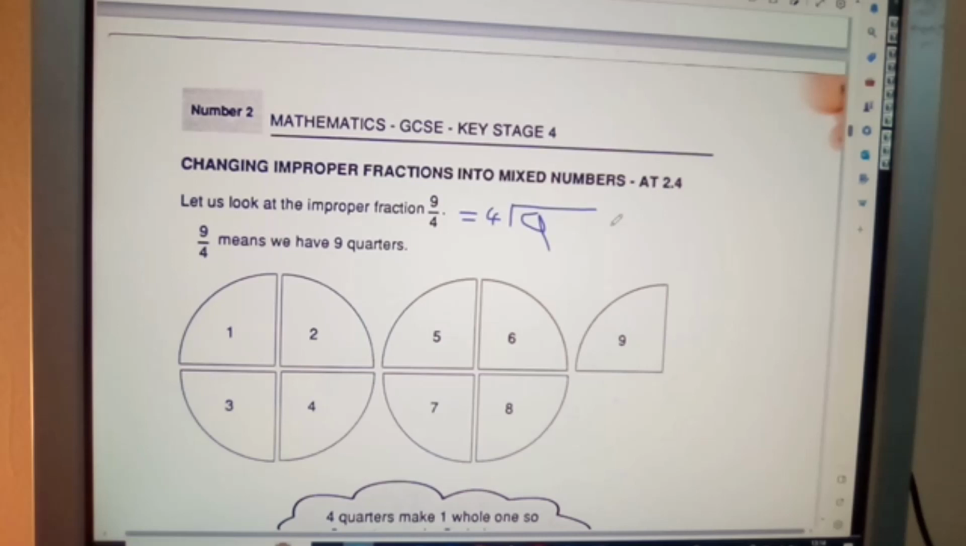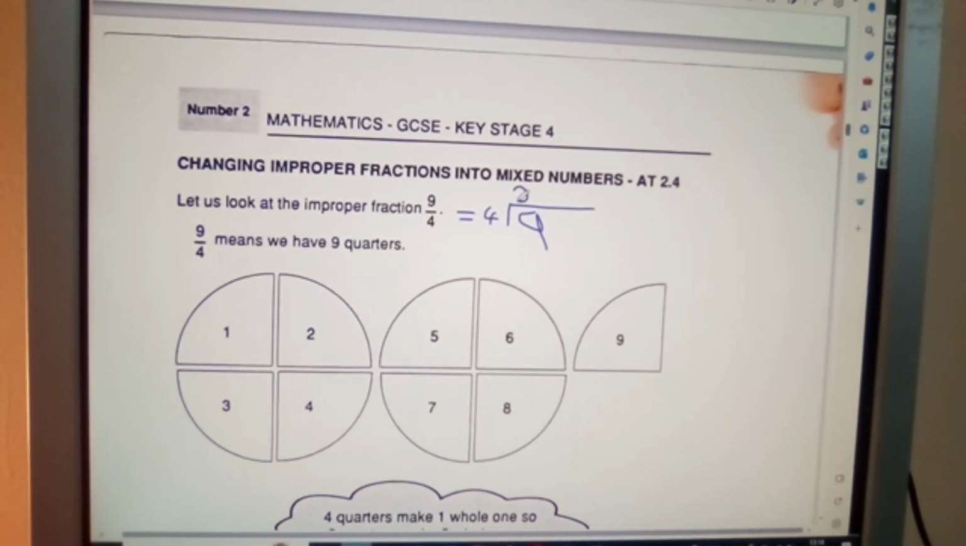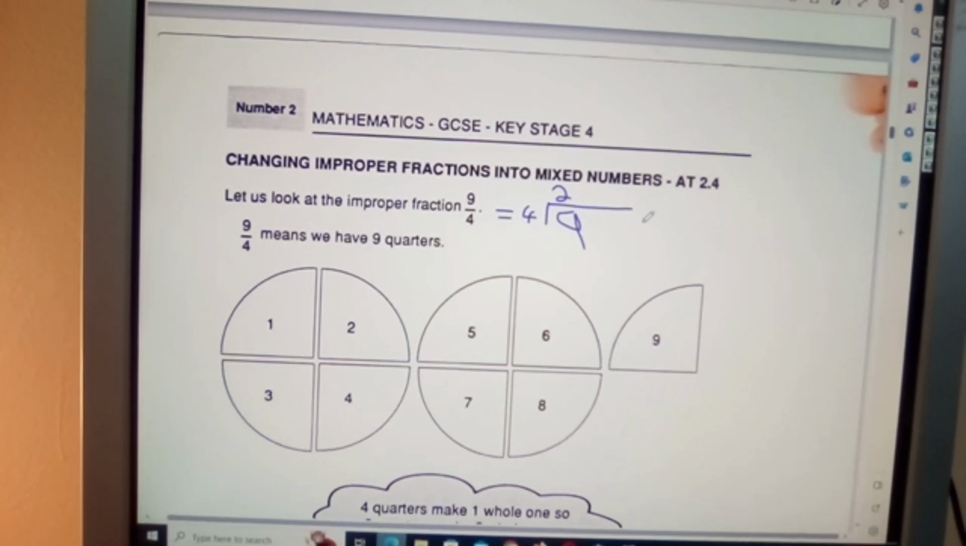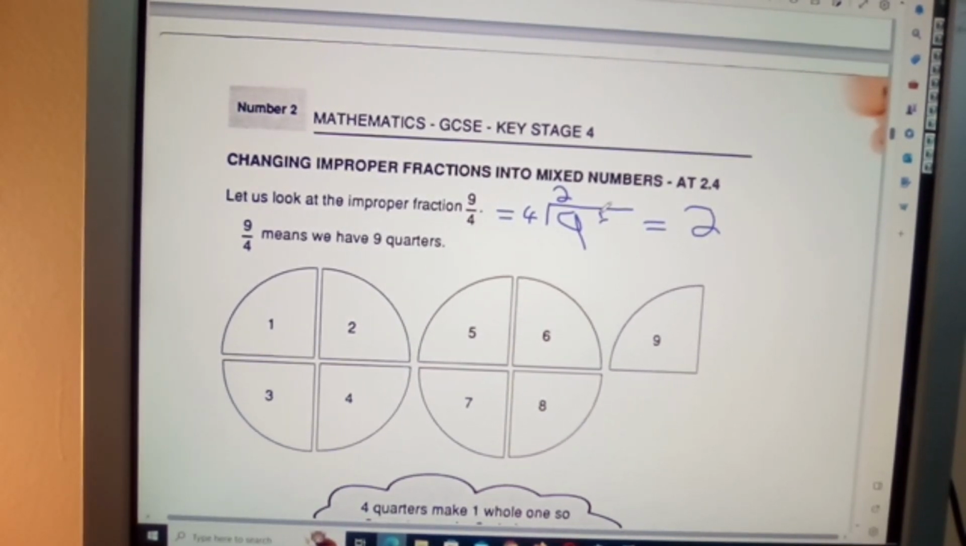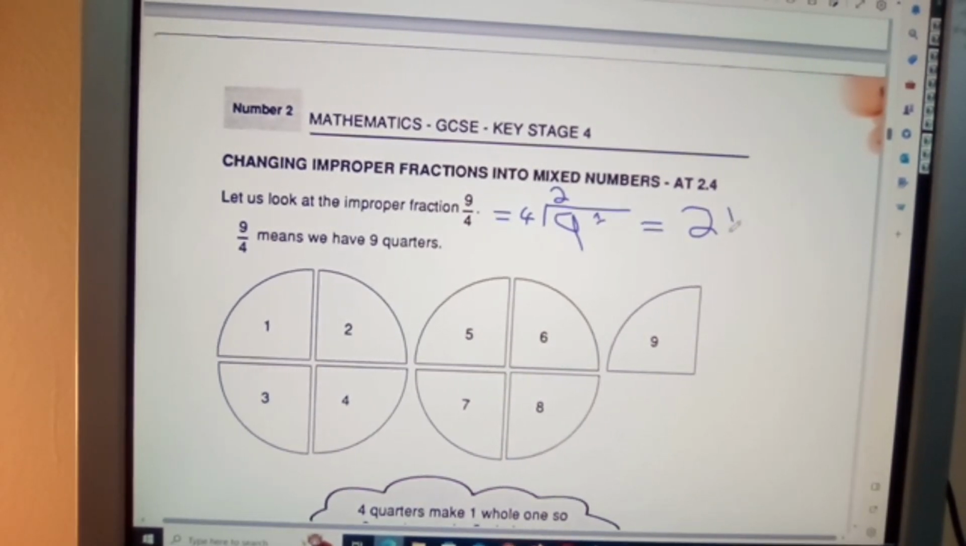4 into 9 goes twice, which equals 2. Because the 4 has gone into 9 twice, that leaves me 2 and remainder 1. Remainder 1. Therefore, that is equal to 2 and 1 quarter.